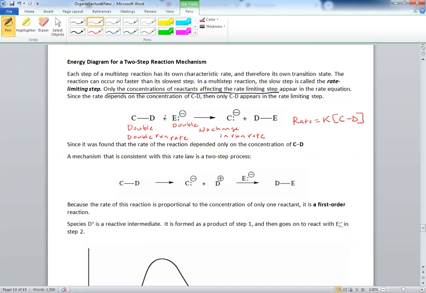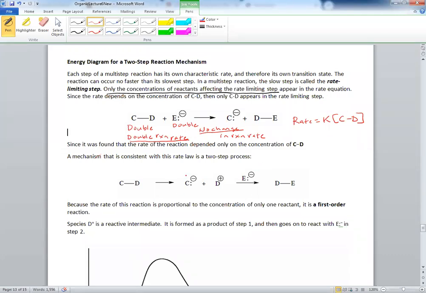How do you know that? At this point, of course, you don't know that, but I'm just telling you that in the reaction rate, only the concentration of the reactants that has an influence on the reaction rate is written in the equation. So you cannot write E in here unless it has an effect. And in this case, it has no effect. There's no change. This one doubles. Since it was found that the reaction rate depended only on the concentration of CD, therefore, the mechanism is consistent with the rate law, a two-step process.